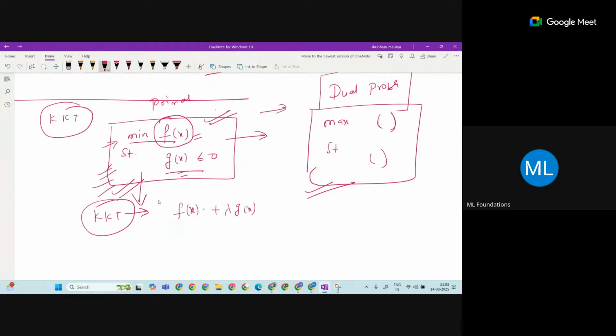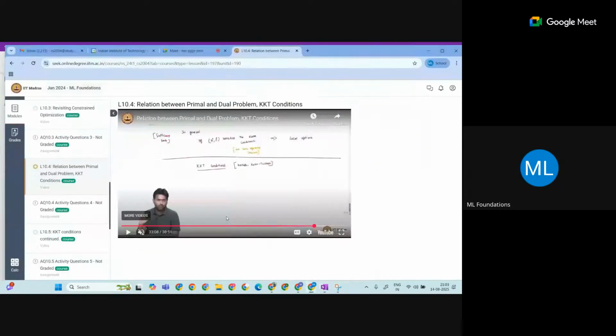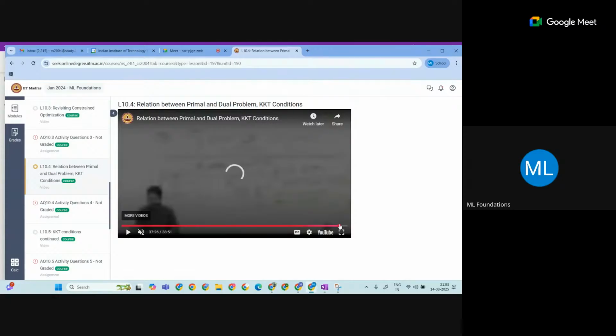As in the Lagrangian, we used to find the gradient. Here in the KKT conditions, the first one is called the stationarity condition, and we equate it to 0. This way we find the critical point, the same way we usually do. This is called the stationarity condition. The second one is the complementary slackness condition, which is lambda times g(x). Let me write it here in the same notation the professor uses.